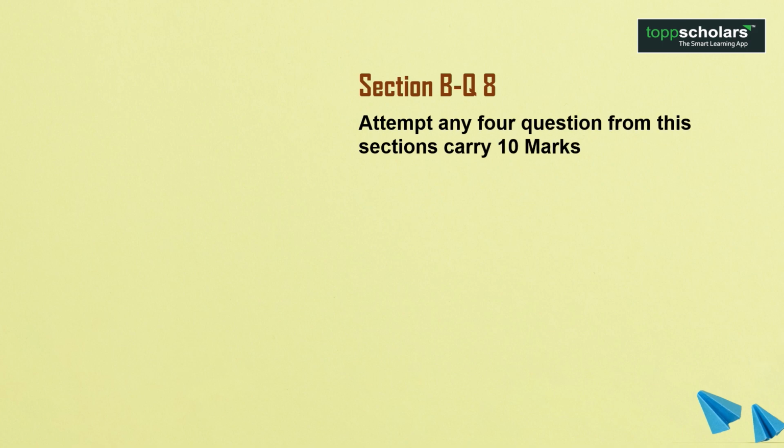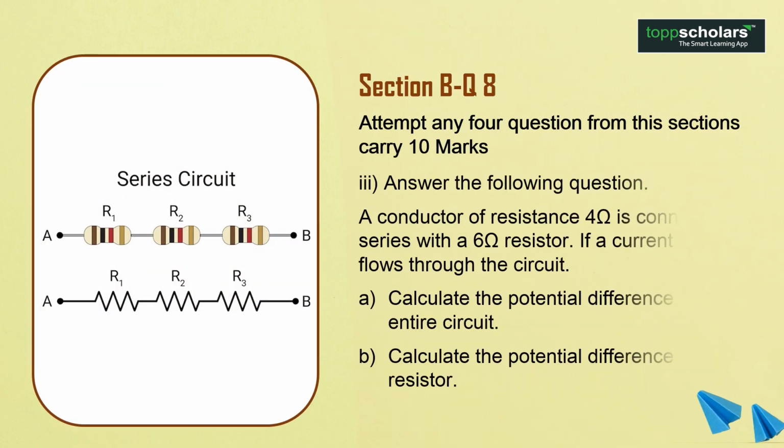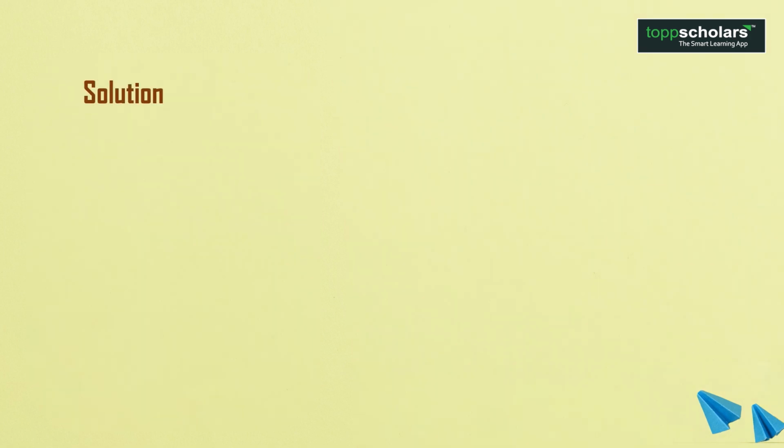Let's have a look at the new question now. Here we have it, that is question 8 of section B. It says, answer the following question. A conductor of resistance 4 ohm is connected in series with 6 ohm resistor. If a current of 2 ampere flows through the circuit, calculate the potential difference across the entire circuit. Calculate the potential difference of each resistor. This is for 4 marks.